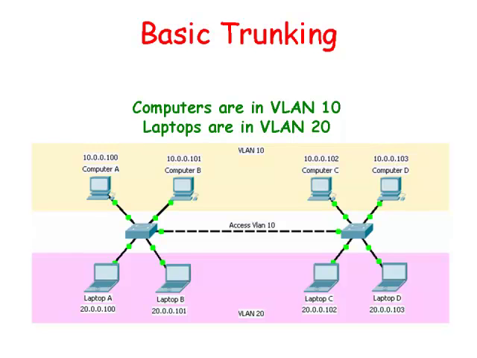Here we have two switches linked together using fast Ethernet. The computers are connected to the switches using VLAN 10, and the laptops are connected to the switches using VLAN 20. We have configured the link between the switches with an access port of VLAN 10.